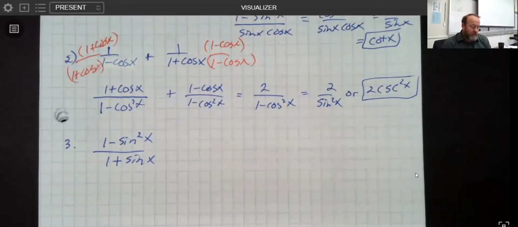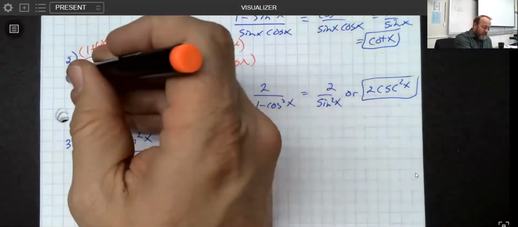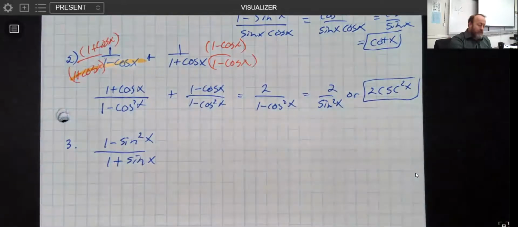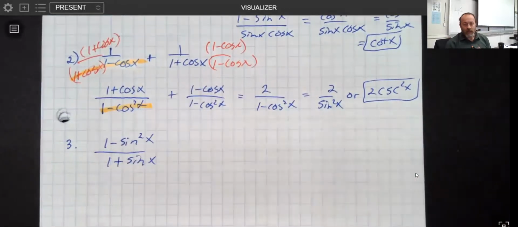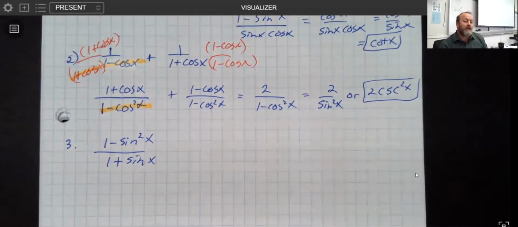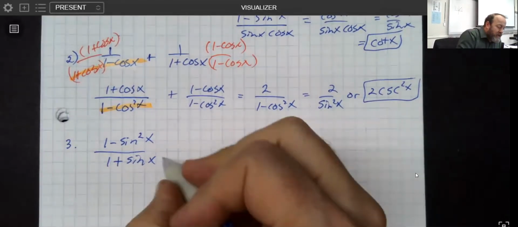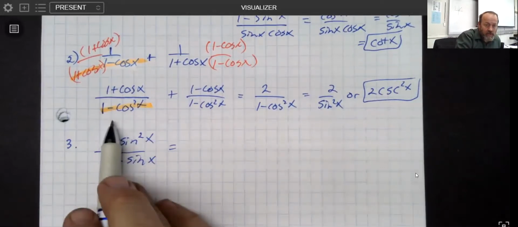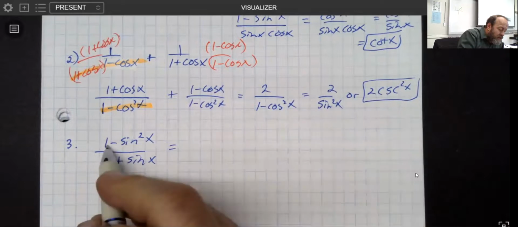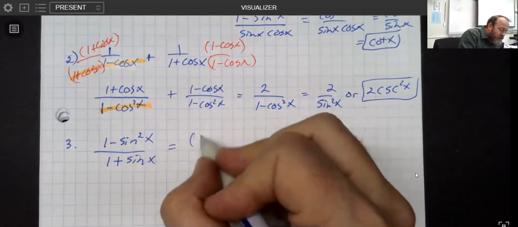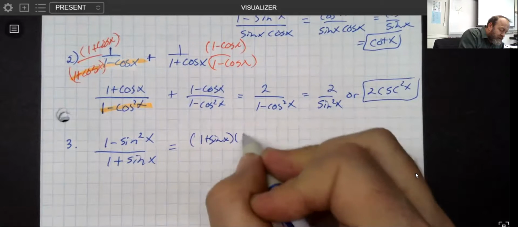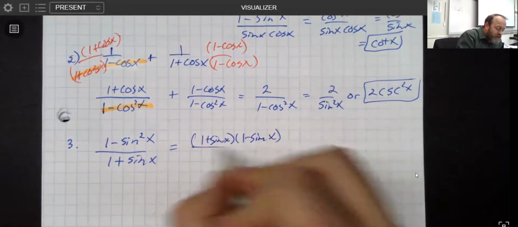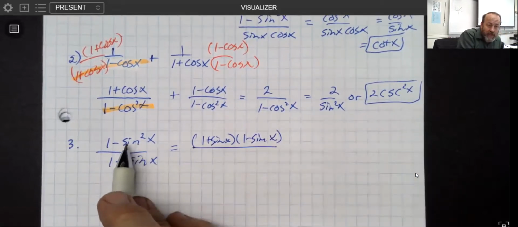Now, my last one is kind of like the irony question. If you look at what happened here, you see how the 1 plus cosine times 1 minus cosine became 1 minus cosine squared? Sometimes it's beneficial to go the other way. If 1 plus cosine times 1 minus cosine is 1 minus cosine squared, then I could go the other way and say that 1 minus sine squared is 1 plus sine times 1 minus sine. So instead of multiplying the top out, I went backwards and undid it.